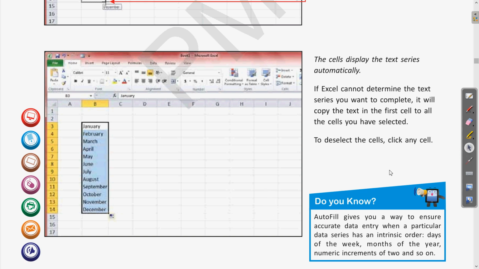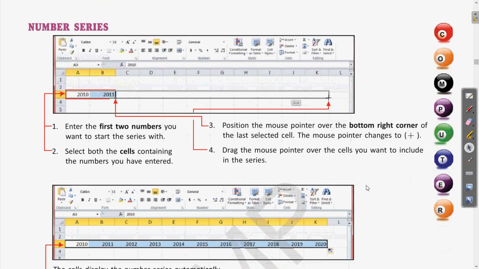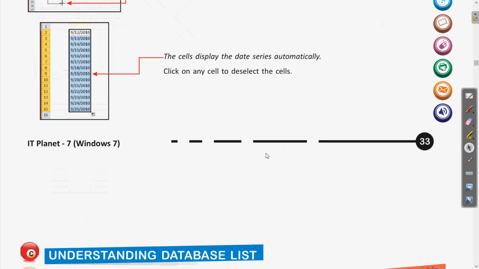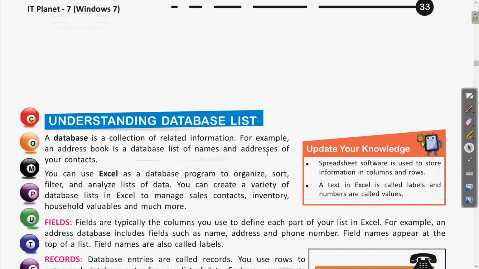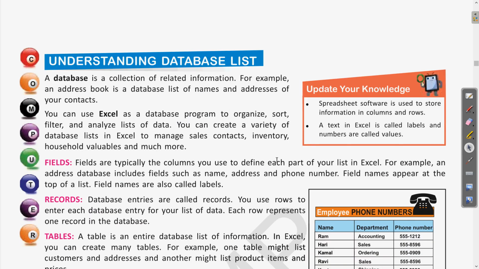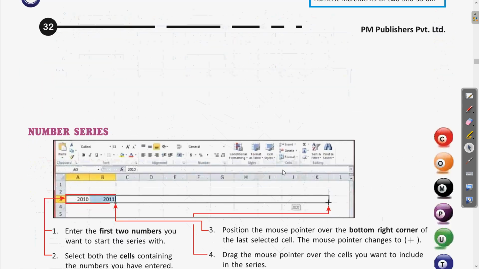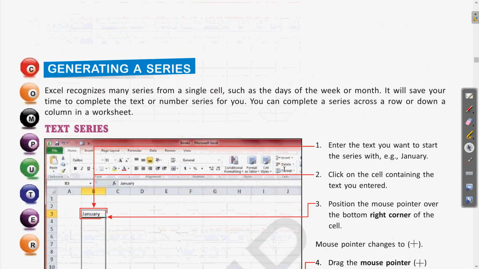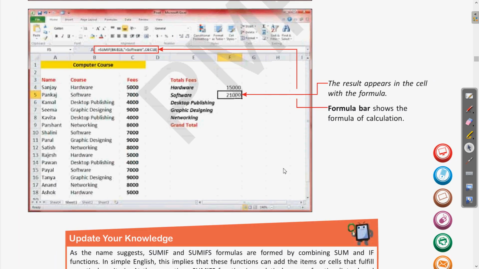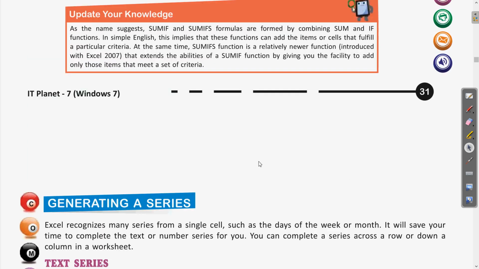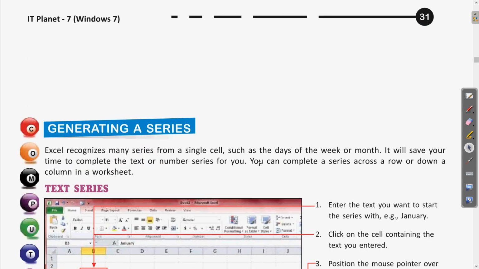In the coming class we will see the number series, which is also similar to this, and after that we will see the date series, and some data lists about databases. So clear? Till then you can revise all the things which we have covered. Today we have seen the SUMIF condition, the three parameters to apply for SUMIF, how to apply the conditional sum, and the series generation.